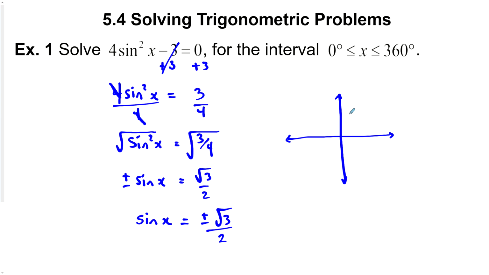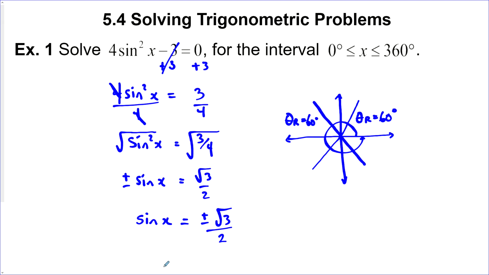Sine's ratio root 3 over 2 is when there's a reference angle of 60 degrees. So 60 degrees, 60 degrees, 60, and 60. So we're allowed to go one full rotation in the positive direction. That would be like this way. So our reference angle's 60 degrees here, and here as well, and here, and here.